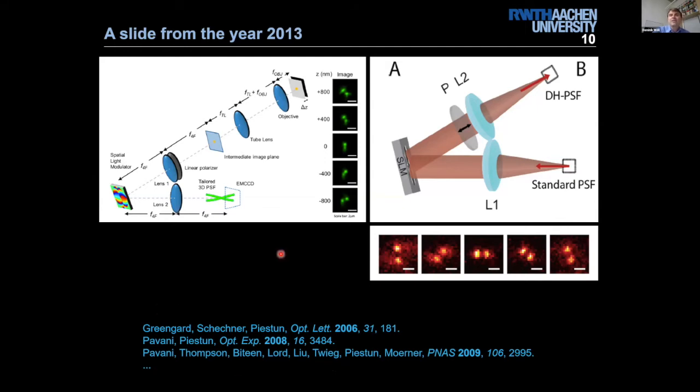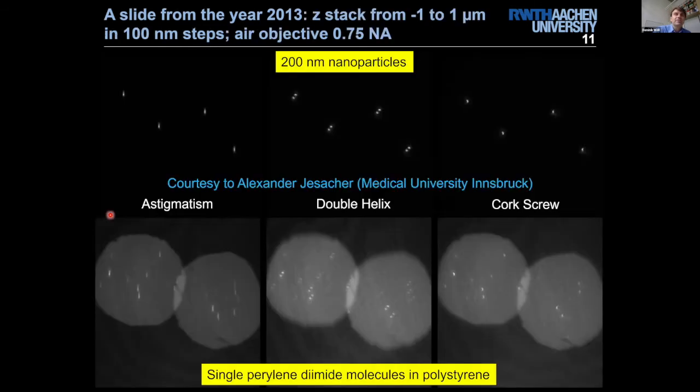So actually, we used a spatial light modulator. And we had also fantastic help of Alexander Jesacher at the University of Innsbruck. Let's say it took us a lot of time to implement all this. In the end, we managed, and we could program our spatial light modulator to give astigmatism, double helix. We also tried the corkscrew point spread function. This all worked out fantastically for beads, which are rather bright compared to single molecules. You see here the signal to noise ratio is, let's say, not the most optimal thing.